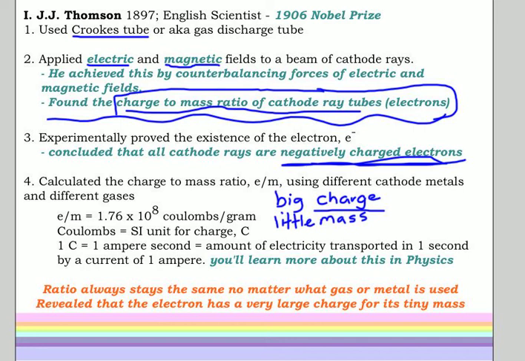And then down here, it's already written on your sheet, but this is the charge to mass ratio. The e on top represents the charge, e for charge, and the little m is mass. What he found was that electrons have a big charge and a little mass, which makes sense. They're very small, we can't see them, but they do have charges. We have static electricity that shocks us and stuff like that. So there is an actual charge to it.